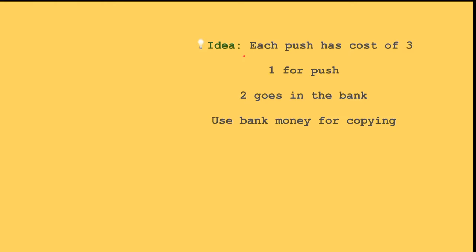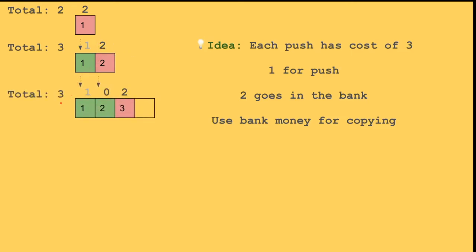And here is a more accurate description of our idea, which is each push has cost of 3. Remember, we calculated the cost to be 1, but instead of 1, we have cost of 3. And the idea is to spend 1 for push and 2 goes in the bank, which later on will be used for copying. So first time I insert 1, the cost was 3. I spend 1 to push, and then 2 goes in the bank. This 2 here goes to the bank, and my total bank money is 2. Next, I spend 1 of the money in the bank to copy 1 in a new array, and I push number 2. Again I spend the cost of 3, I spend 1 of them for pushing, 2 goes in the bank. So 2, I write it here.